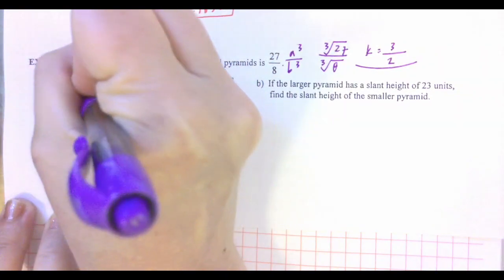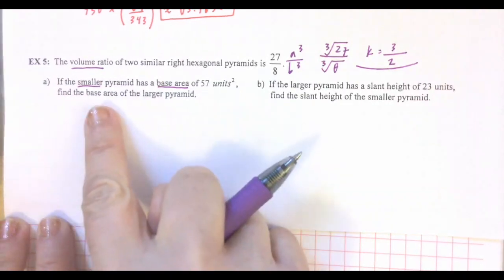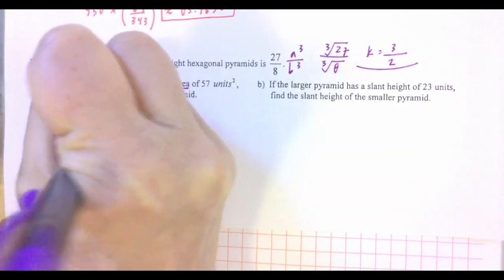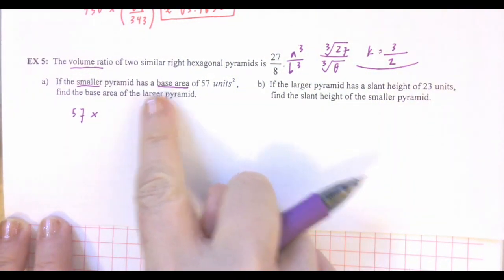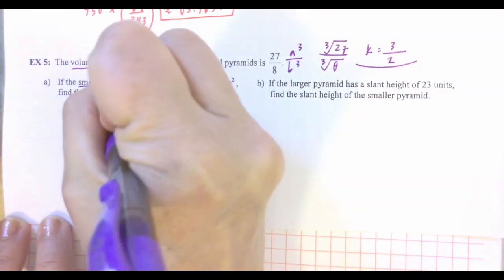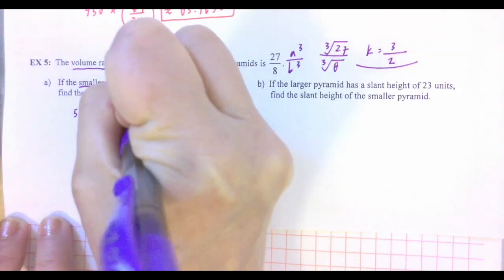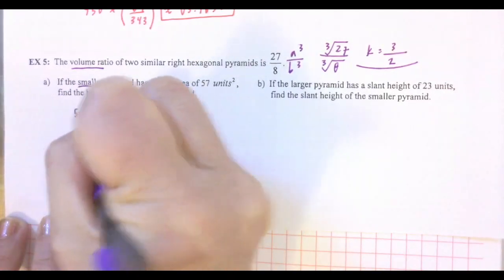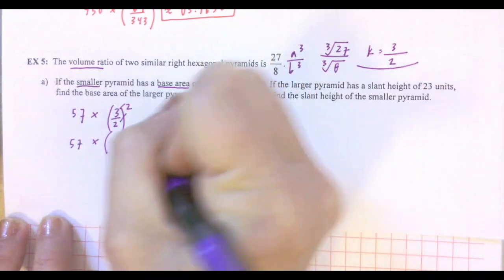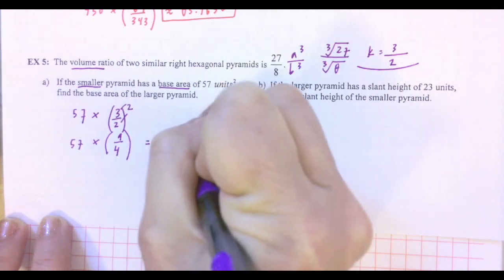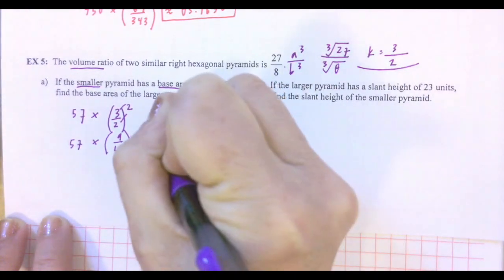So if the smaller pyramid has a base area of 57 square units, find the base area of the larger pyramid. So I'm going to start with that 57, and I want to enlarge it for area. So I need to take this scale factor, right? That's making it bigger. So I'm taking that 3/2, and I'm going to square it for area. So I'm looking at 57 times 9/4. Okay, and that's going to get me 128.25 square units.